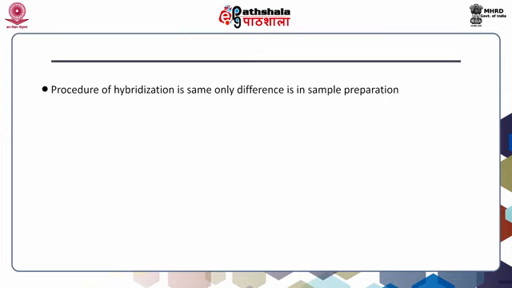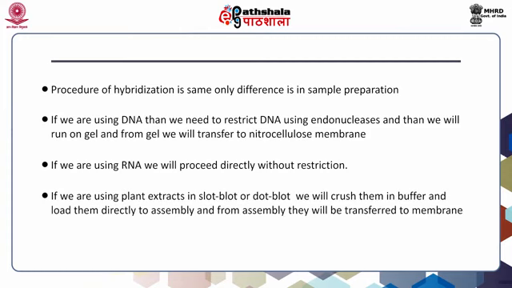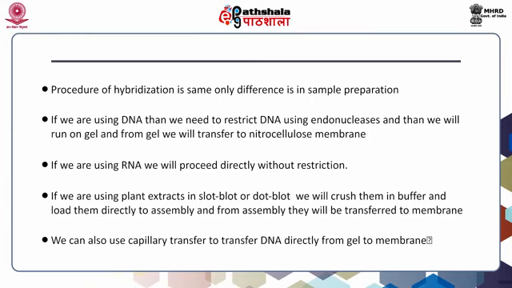The procedure of hybridization is the same, but it varies in sample preparation. If we are using DNA, then we need to restrict the DNA using endonucleases, run it on the gel, and from the gel transfer it to the nitrocellulose membrane. If we are using RNA, there is no need to restrict. If we are using plant extract in slot blot or dot blot, we crush it in a buffer and load it directly to the assembly, and from the assembly it is transferred to the membrane. We can also use capillary transfer to transfer DNA directly from the gel to the membrane.